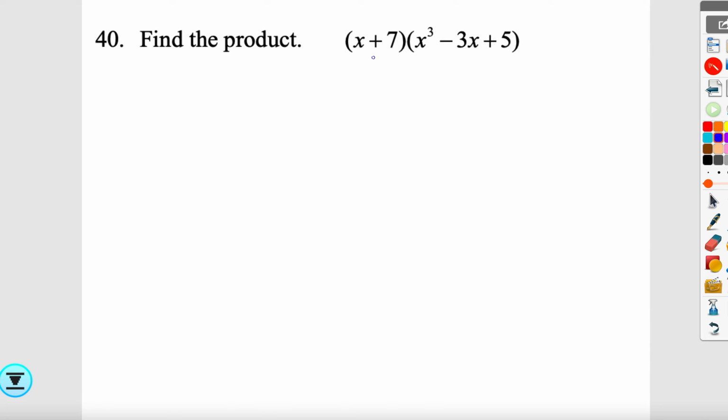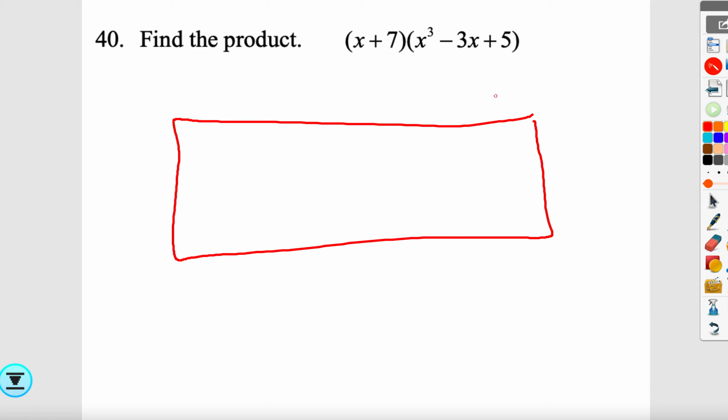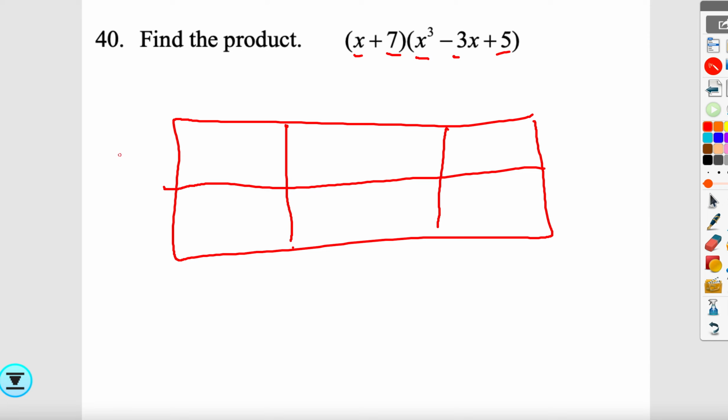Here we have a binomial with a trinomial. So I'm going to introduce to you guys the box method. So we have a 2 by 3. So it's going to be 3 columns and 2 rows. So then the rows is x plus 7. And then the columns is x cubed minus 3x plus 5.